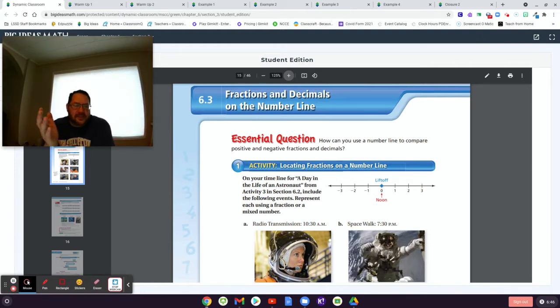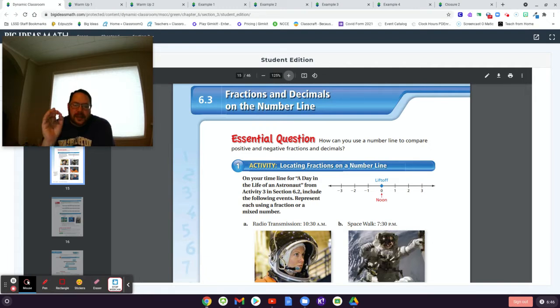So basically, we've covered integers, we've covered number lines. Now we're going to toss some fractions and decimals onto the number lines. I think most of you will probably have more trouble with fractions and decimals than you will with the actual number line part of it.